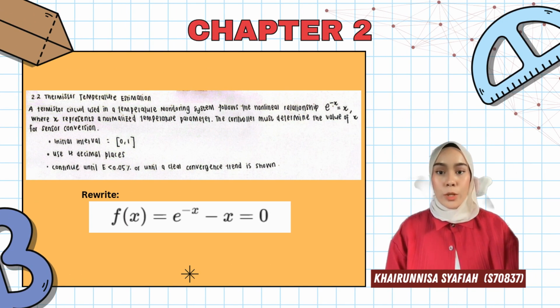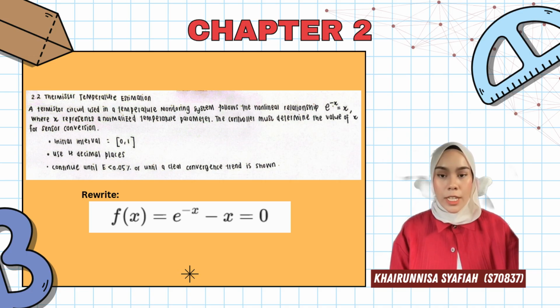In this chapter 2, I will present how we can estimate a normalized temperature parameter x for a thermistor circuit. Our sensor follows the nonlinear relationship e power of negative x equal to x, which we can rewrite as the function f(x) equals e power of negative x minus x equals 0. We are given an initial interval of 0, 1, and our goal is to find the root to 4 decimal places until the approximate relative error falls below 0.05%.